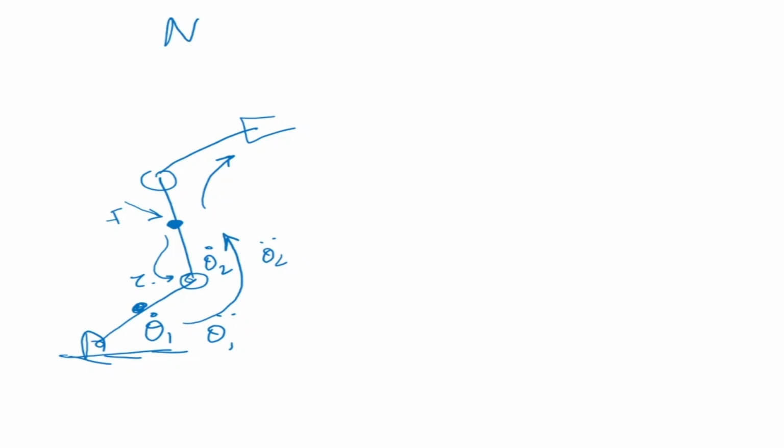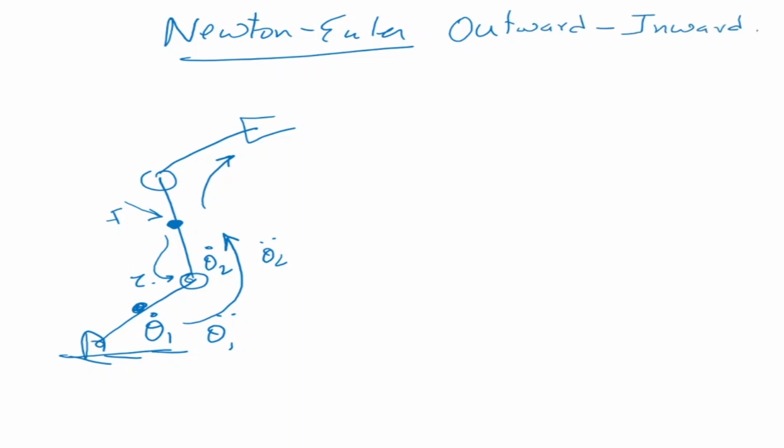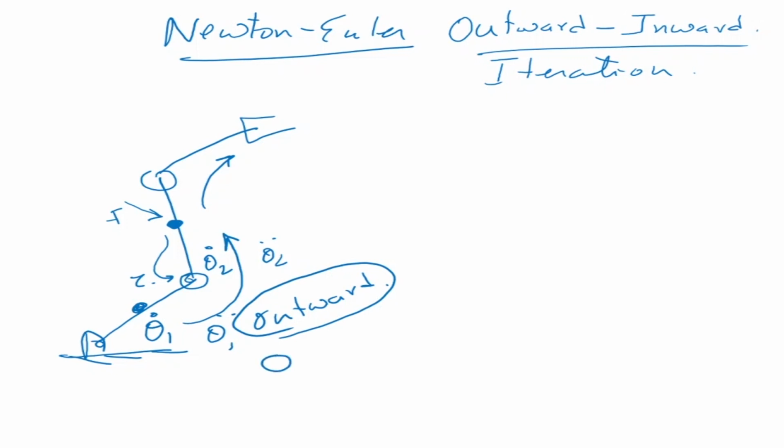So Newton-Euler is an iterative method, and there is an outward iteration and an inward iteration. What are the inward and outward iterations? What is the outward iteration? When the links are moving, the velocities and accelerations propagate outwards. Why the name outward? From frame 0 it is going to frame n, so it is the outward iteration.